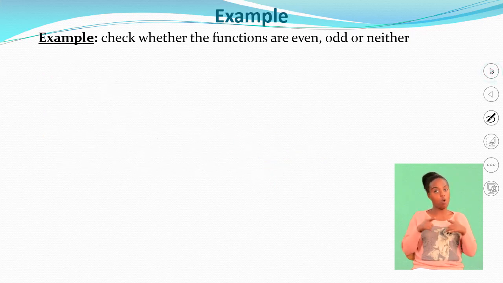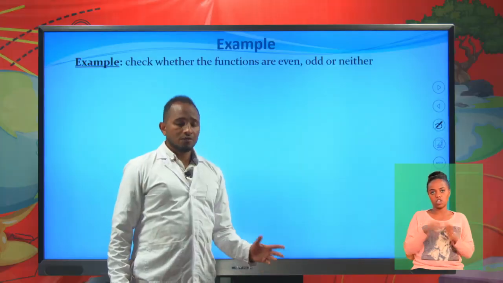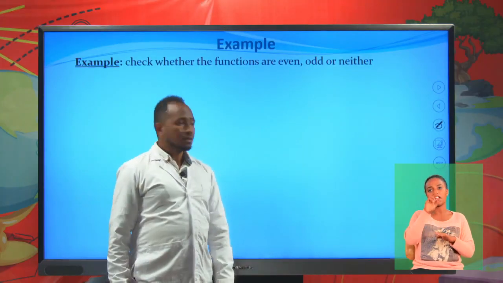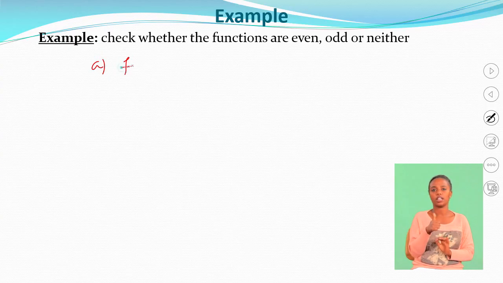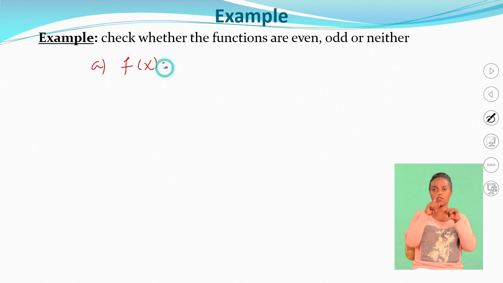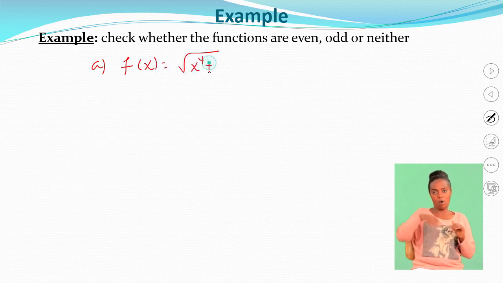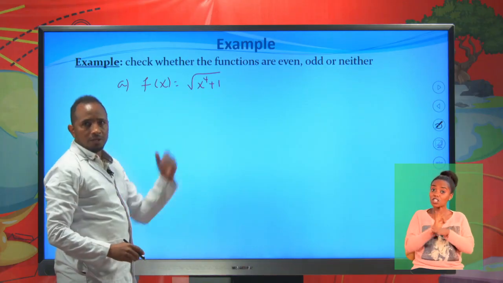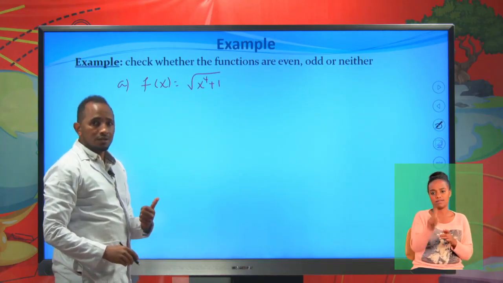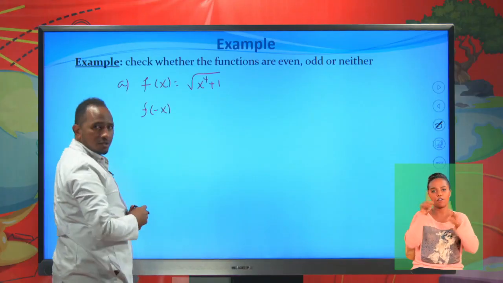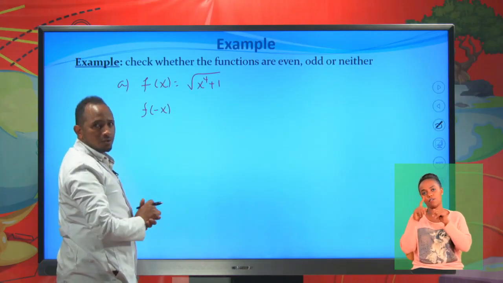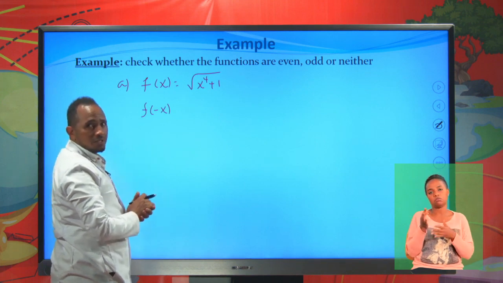Now let's see an example. Check whether the following functions are even, odd, or neither. Let's take this one, A. Take the function f of x to be equal to the square root of x to the power of 4 plus 1. Is this function even, odd, or neither? To check this, first let's determine f of negative x and compare with f of x. If they are equal, even. If they are opposite, it's odd, using the expressions previously stated.